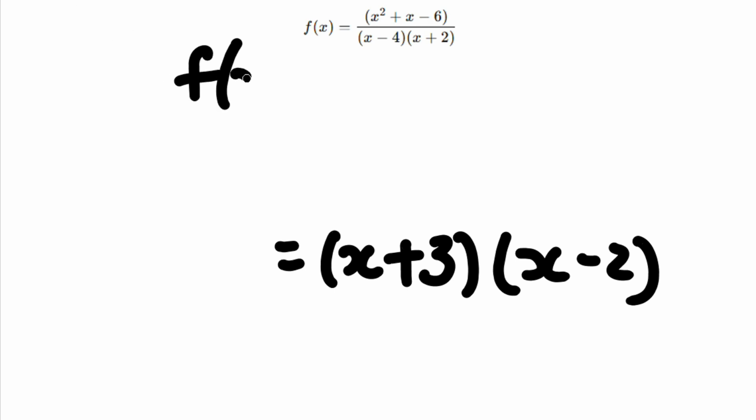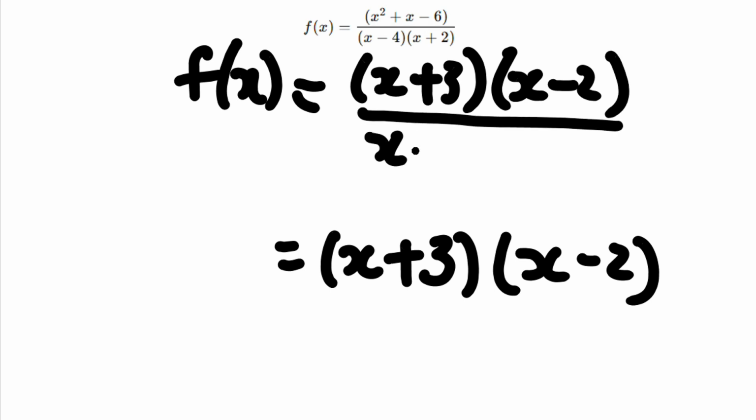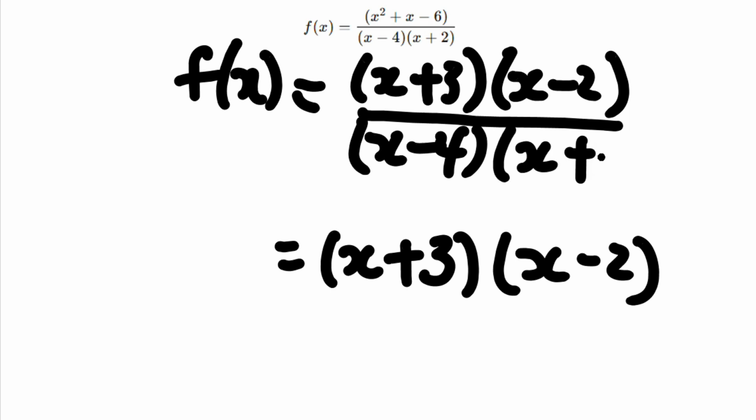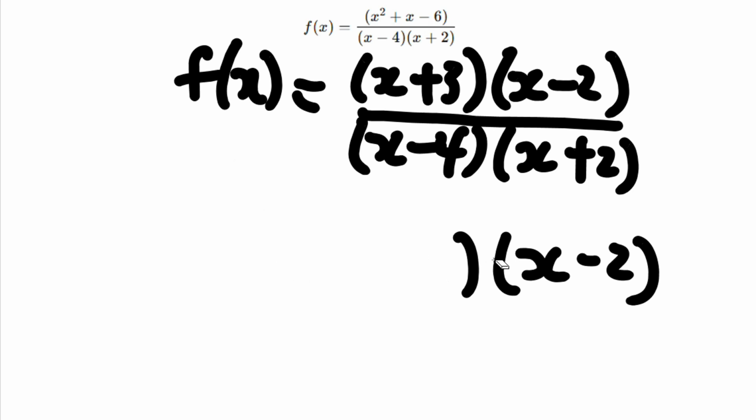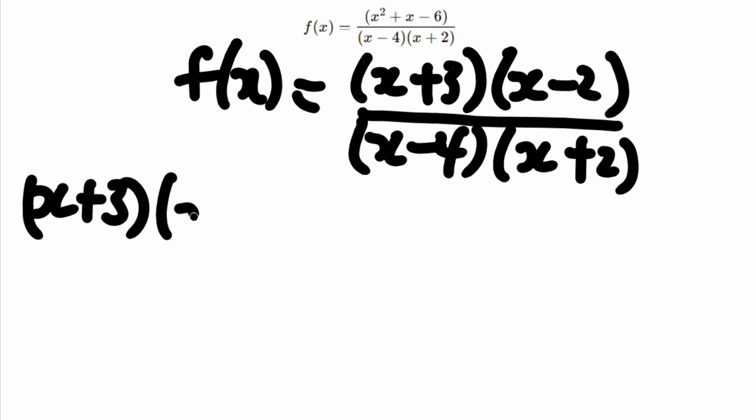So f of x is equal to (x plus 3) multiplying (x minus 2) all over (x minus 4) multiplying (x plus 2). So we are good. Now we have the factorized form at the numerator. So now we just equate the numerator to 0: (x plus 3) multiplying (x minus 2) equals 0.